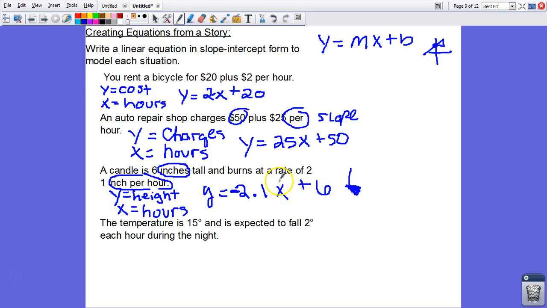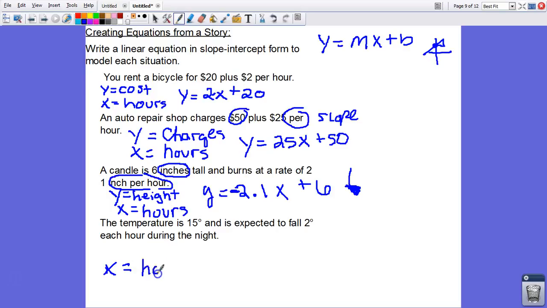A lot of people, when they're looking at these equations, they want to make the y-intercept negative, and that's not correct here. That would mean we start off with a candle that doesn't exist for 6 inches. I mean, that doesn't even make sense in this particular situation, okay? So just be careful. Let's see, here we have, let me start with the independent this time.